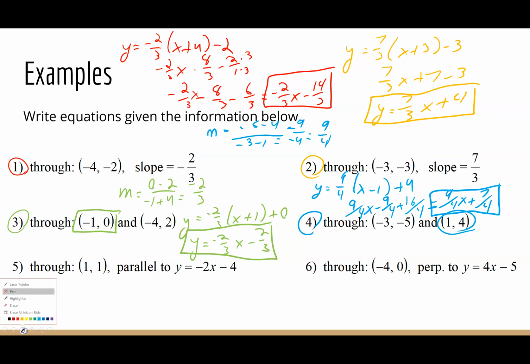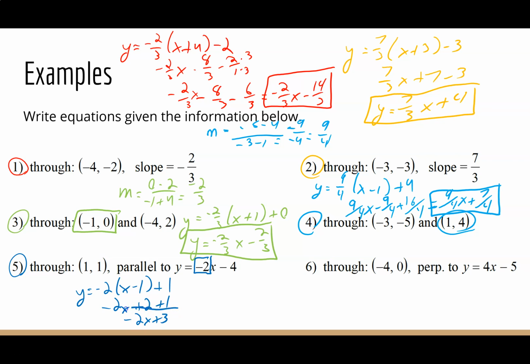And 2 more, a parallel and perpendicular. Let's see, this one, dark blue. So parallel means that that is my slope. Okay, I don't have to do any work to get it. So it's technically easier than number 3 and 4. So y equals -2 x minus 1 plus 1. Sorry, I'm getting a little lag going in my pen here. Let's see, -2x, distributing the -2, plus 2 plus 1, so -2x plus 3.